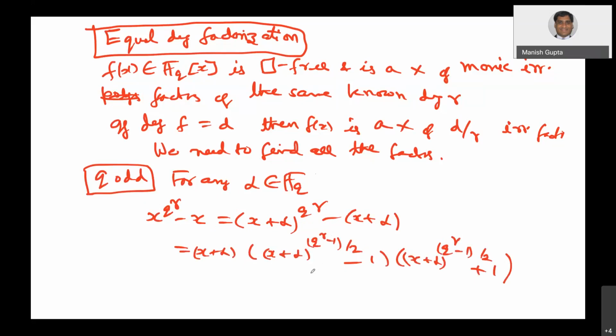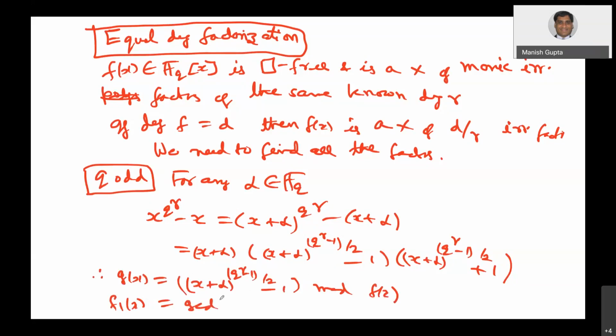Because of this factorization, our g(x) is something like (x + alpha)^((q^r - 1)/2) - 1 mod f(x). And f1(x) is equal to gcd of f(x) and g(x). This is a similar algorithm to the root finding that we discussed earlier. So these two things are computed. And if the degree of f1 is positive and less than the degree of f, we recursively split f1(x) and f(x) divided by f1(x).